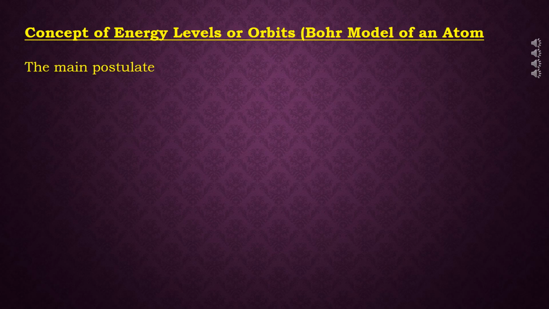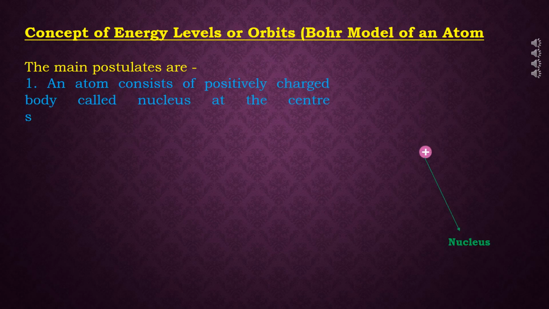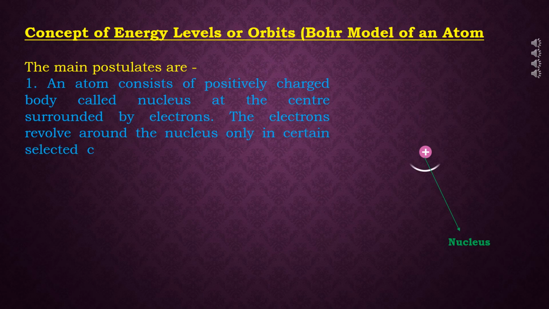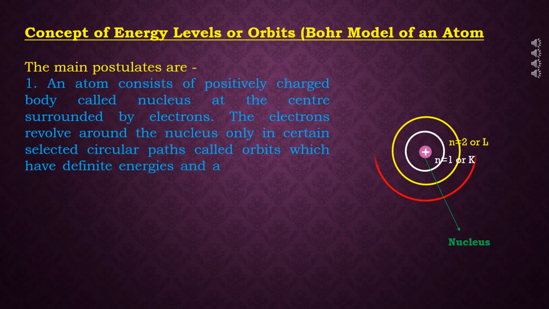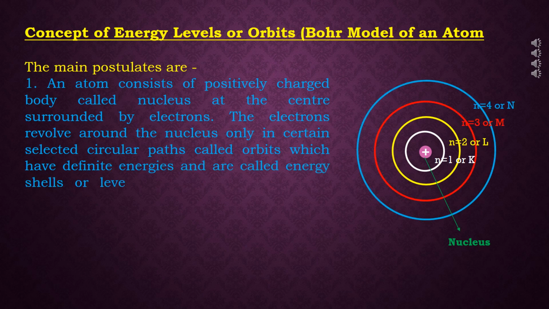The main postulates are: an atom consists of positively charged body called nucleus at the center, surrounded by electrons. The electrons revolve around the nucleus only in certain selected circular paths called orbits, which have definite energies and are called energy shells or levels. These are numbered as 1, 2, 3, 4 and so on, or K, L, M, N and so on shells.